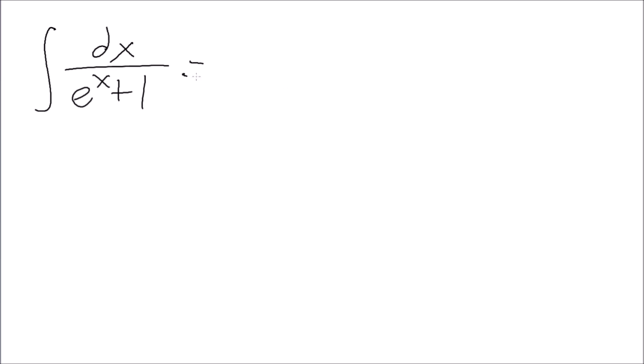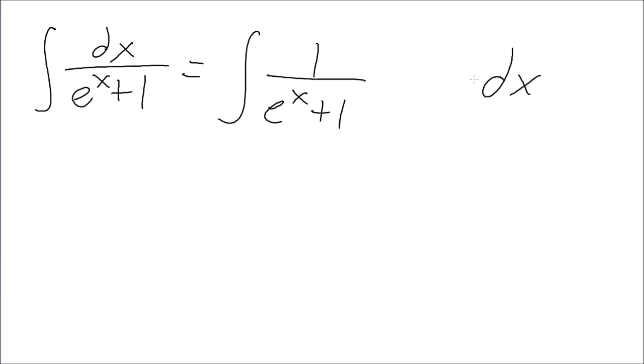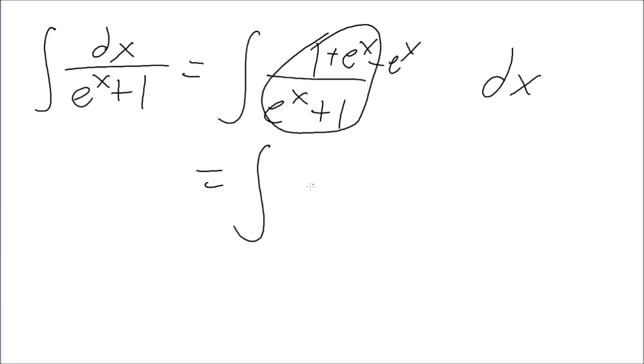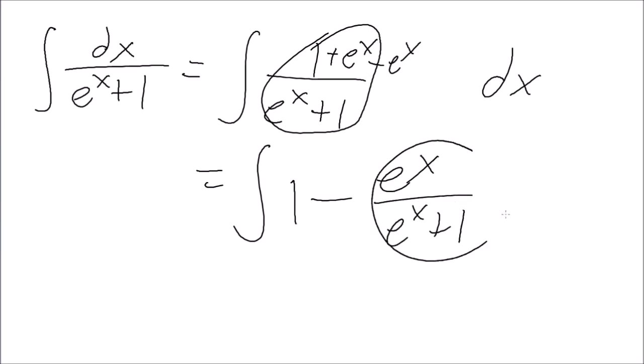All you really have to do, well, what we have here is 1 over e to the x plus 1, and I'm just going to put a dx here, right? So we just add e to the x minus e to the x, and this cancels out, right? So this is 1 minus e to the x over e to the x plus 1. This is just a u substitution, and you're done. In fact, you can do this mentally too.